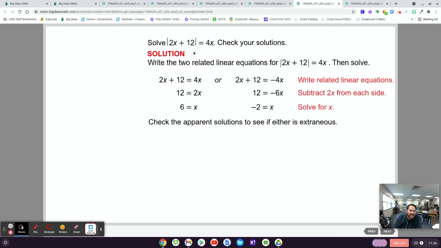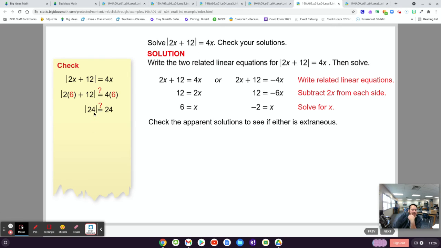What we're going to do is plug 6 in here and see if it works. So when you plug 6 into the original equation, you get the absolute value of 24 equals 24. That's true. That works. So 6 is a solution because 6 works. Notice, though, when you plug in -2, which was our other answer here, you get this. So is the absolute value of 8 equal to -8? Because -8 is what you get over here when you plug in -2. No. No absolute value is negative.